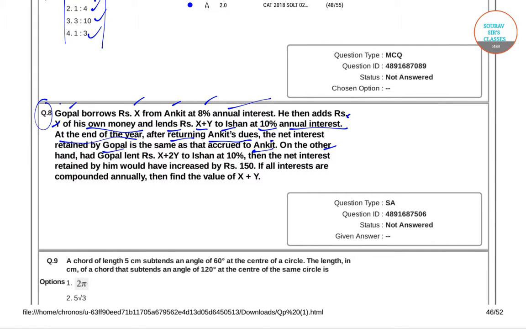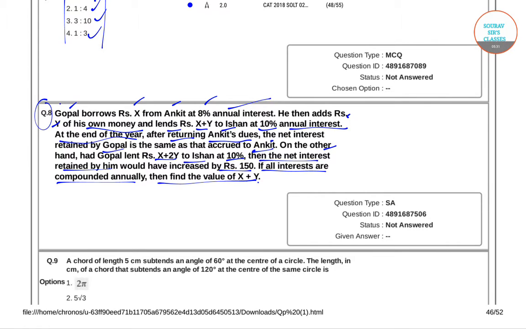On the other hand, had Gopal lent rupees X plus 2Y to Ishan at 10% interest rate, then the net interest which would have been retained by Gopal would have increased by rupees 150. Now, if all interests are compounded annually, in that case, we need to find out the value of X plus Y.